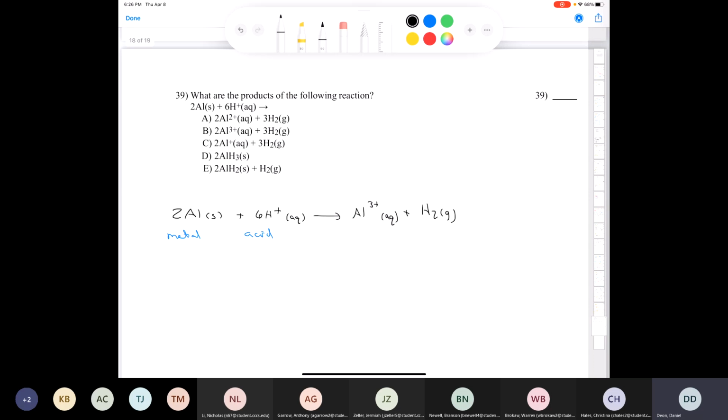So now I just need to balance it. So I need a 3 over here, and I need a 2 over here like this. And so the products are 2 aluminum ions and 3 moles of hydrogen gas. And again, I can't remember exactly which section it is, but it's the part where it talks about group 1A elements, group 2A elements, group 3A, and then it covers this reaction.